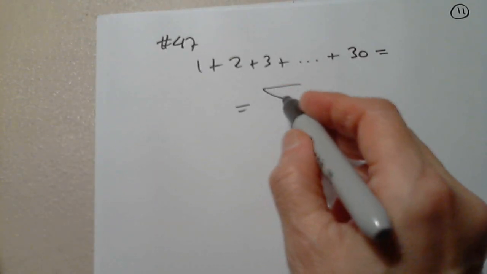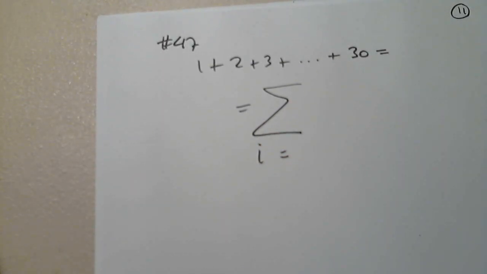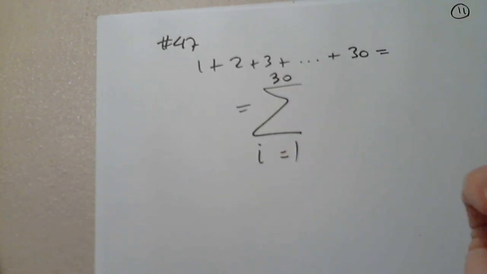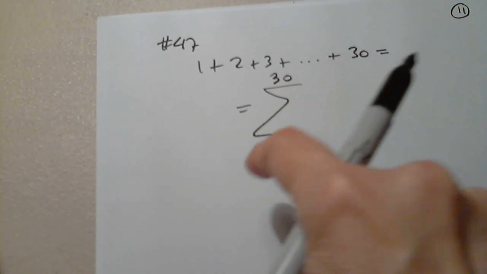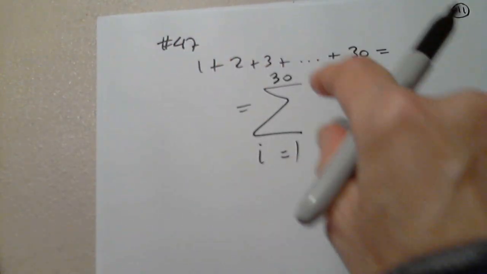So for now, let's use I this time. What is the first term and what is the last term? The first term is 1 and the last is 30. Yes, the lower limit is 1 and the upper limit is 30. So what should I have here, so that when I is 1, I get 1, when I is 2, I get 2, when I is 3, I get 3, when I is 4, I get 4?